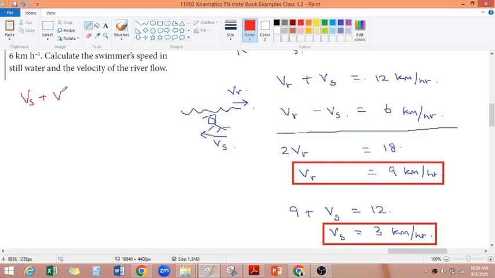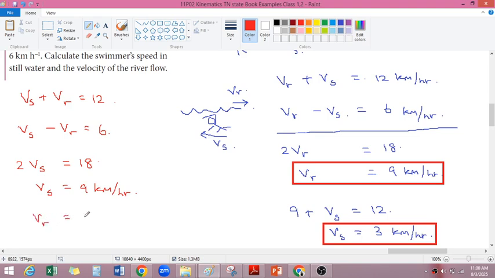So Vs plus Vr is equal to 12. Vs minus Vr is equal to 6 because this has to be bigger. The swimmer has to be faster than the river. Only then you can move forward. Otherwise, river will keep on pushing you backwards. So you do this correction, you will get the correct answer. So 2 times Vs is equal to 18, so Vs is actually 9 km per hour. Vr will be 3 km per hour. So I made a small mistake here.